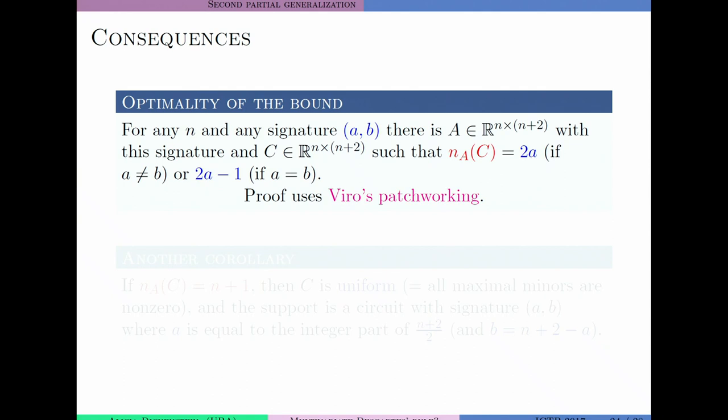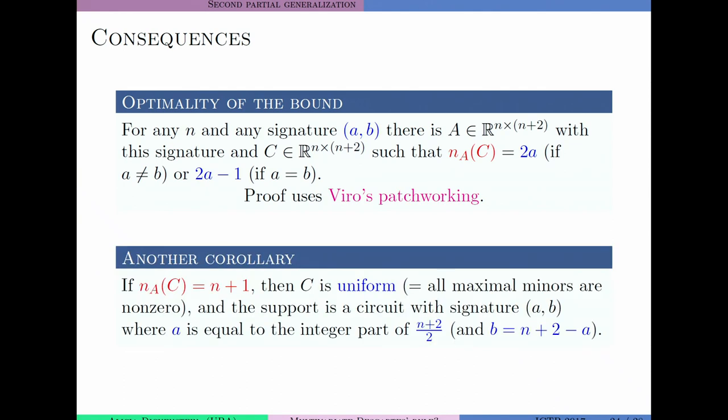OK, so what about the optimality of the bound? In fact, we prove not that for any configuration the bound can be attained, but we prove that given an n and a signature, there is a way of choosing a configuration so that the bound is attained. And it uses a very complicated construction, which is called Viro's patchworking, which comes from tropical geometry. This is, again, kind of standard, but it's tricky. It's an ad hoc construction. So this is ad hoc.